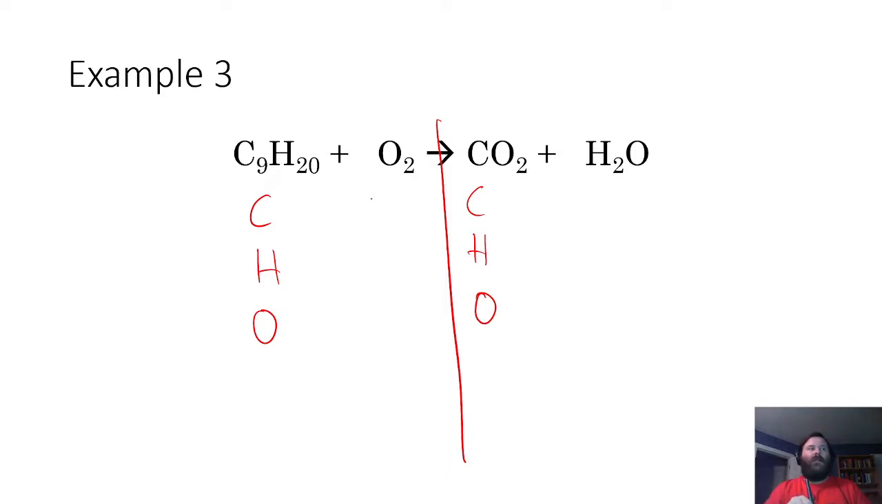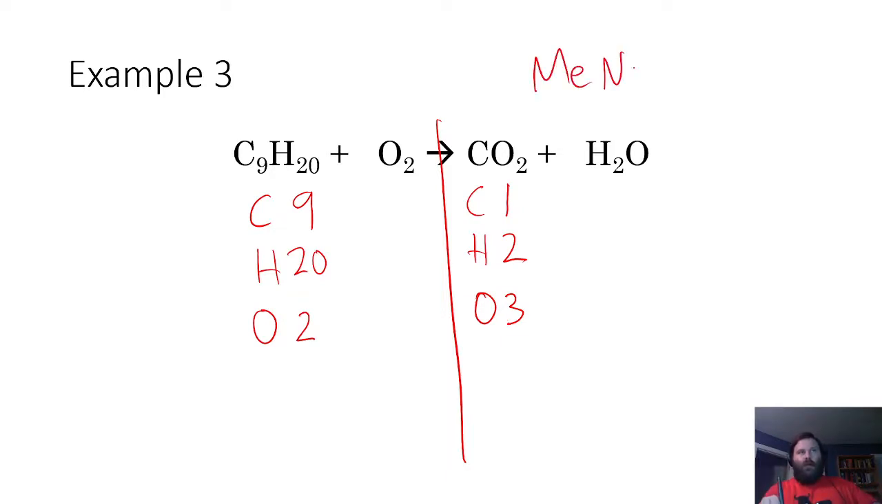So, how many carbons over here? 9. How many hydrogens? 20. And how many oxygens? 2. And then on our product side, we have 1 carbon, 2 hydrogens, and 3 oxygen. Excuse me. So, following MnO, start with the metals. There are no metals, so we're done.